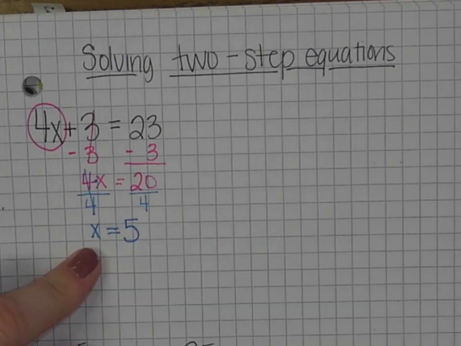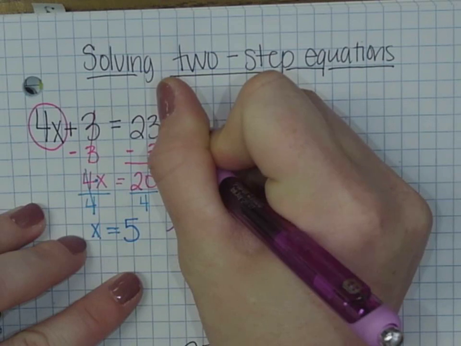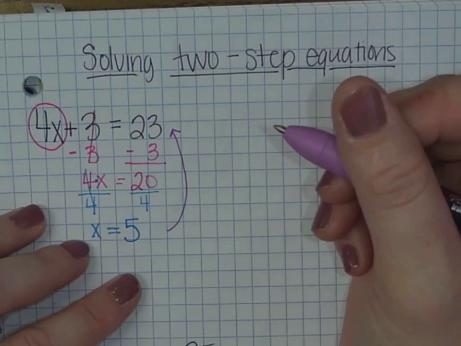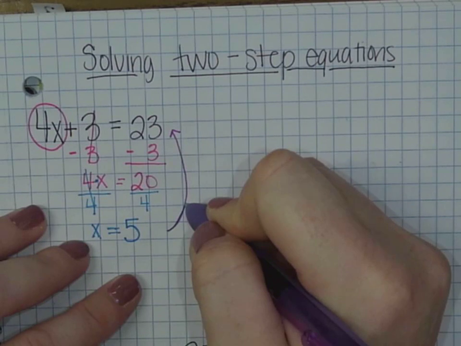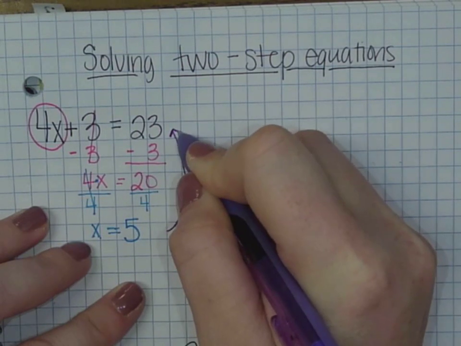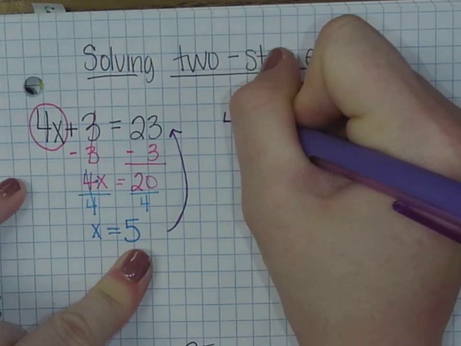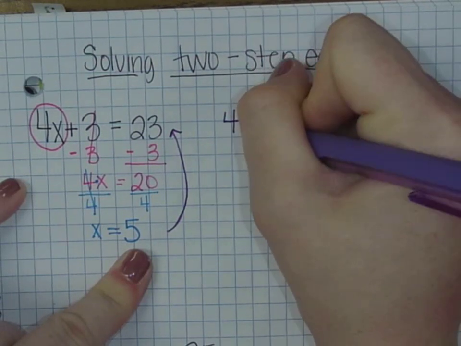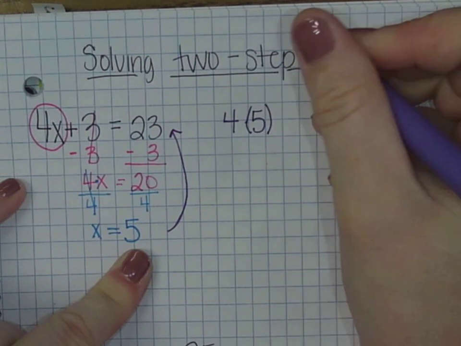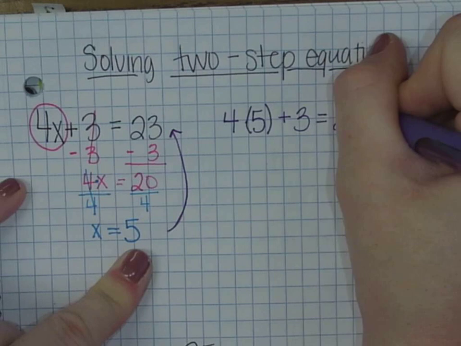And I want you to start getting in the habit of checking your answer to see if it's correct. Let me see if this purple looks more like purple. So then I'm going to plug 5 in. I'm going to do 4 times 5, or you can write it with the parentheses, plus 3 equals 23.